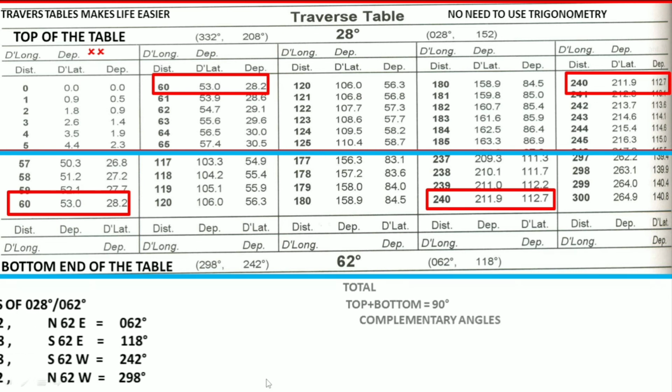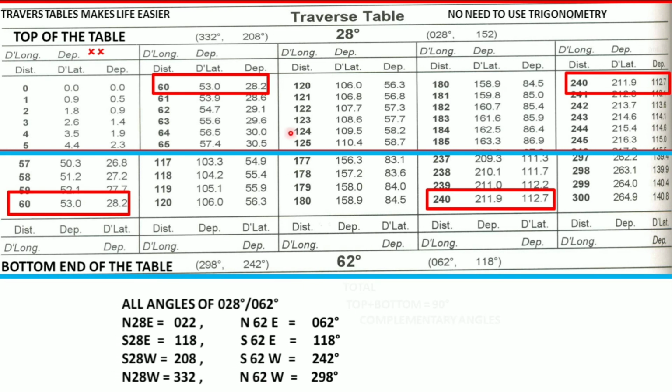And if you notice here, all the possible angles, all the possible courses which are possible with angle of 28 degrees are given here. Northeast, southeast, southwest, northwest. Similarly, all the angles possible for 62 are given here. Northeast, southeast, southwest, northwest. So all possible angles in all the four quadrants are given on the tables, so you don't have to bother about it.